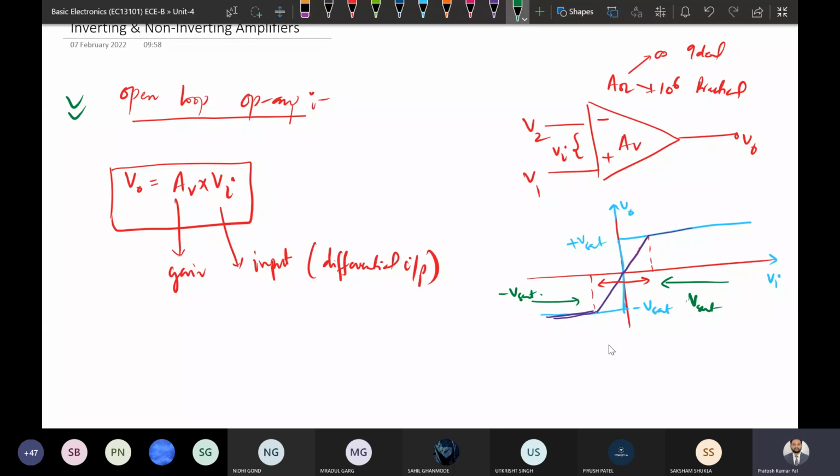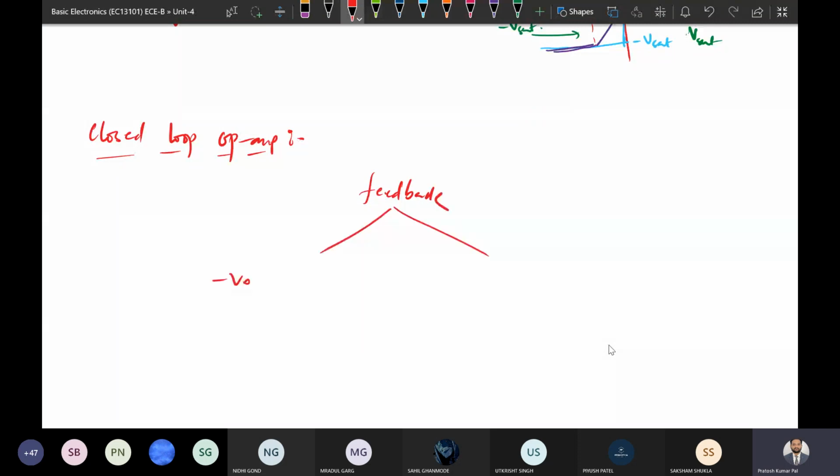Okay, so next we will see the closed loop. In closed loop operational amplifiers, we have also seen that we need to have feedback so that operational amplifiers can be used for high frequency applications, because at that time the gain will be less if we have negative feedback. So there are two different types of feedback we have gone through. One is negative feedback, another one is positive feedback.